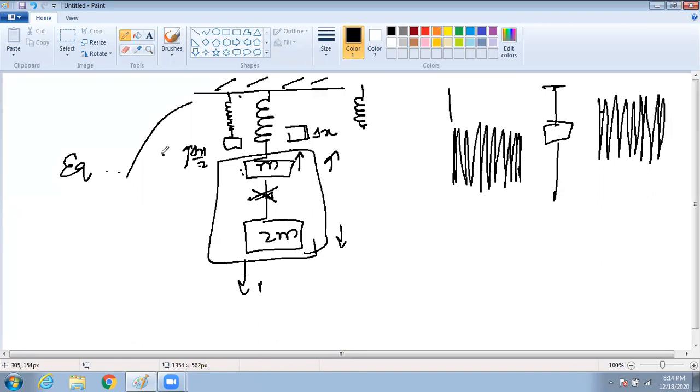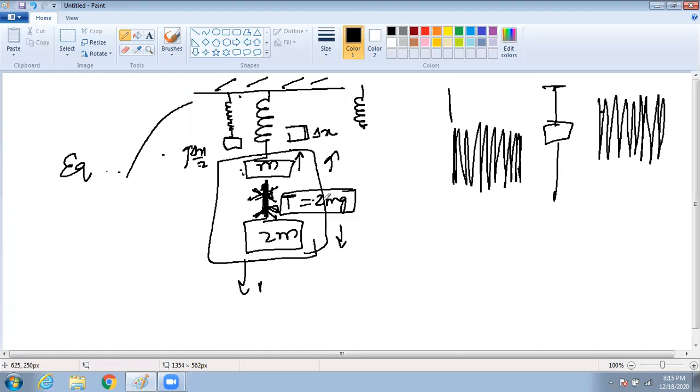Okay. Now tell me, if it is 2 mg, this is a string. So what will be the tension here? What will be the tension? 2 mg. Yes or no? Yes, sir. Because the string is the same, tension here and here both will be 2 mg. You agree with it?